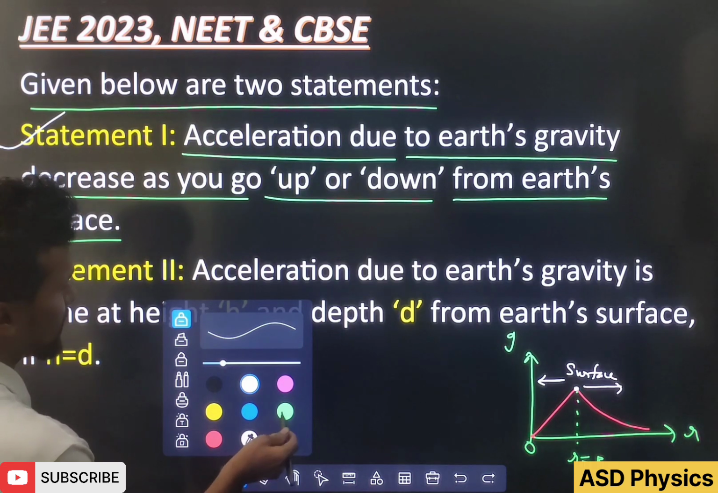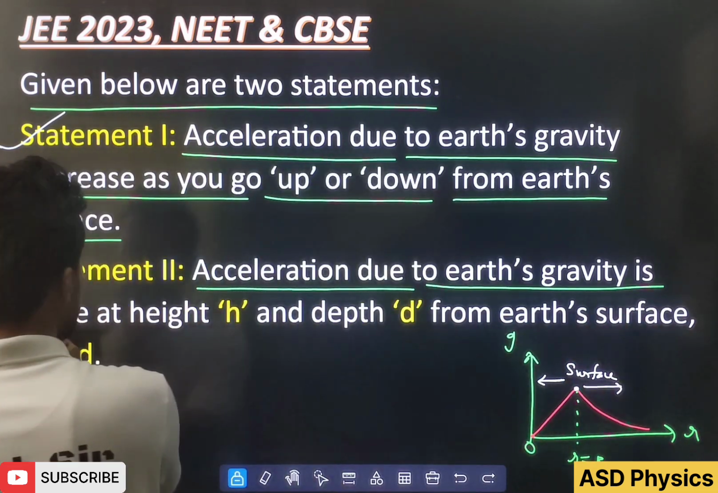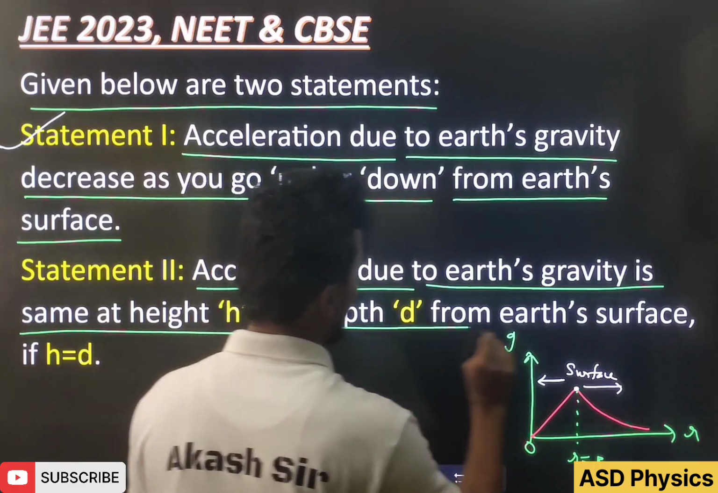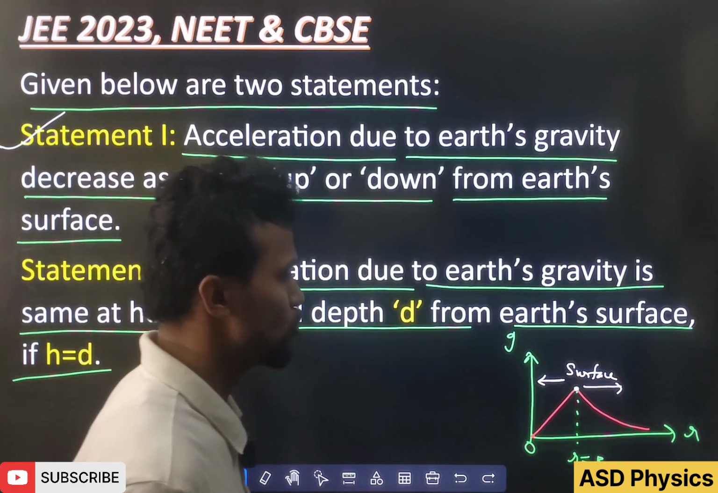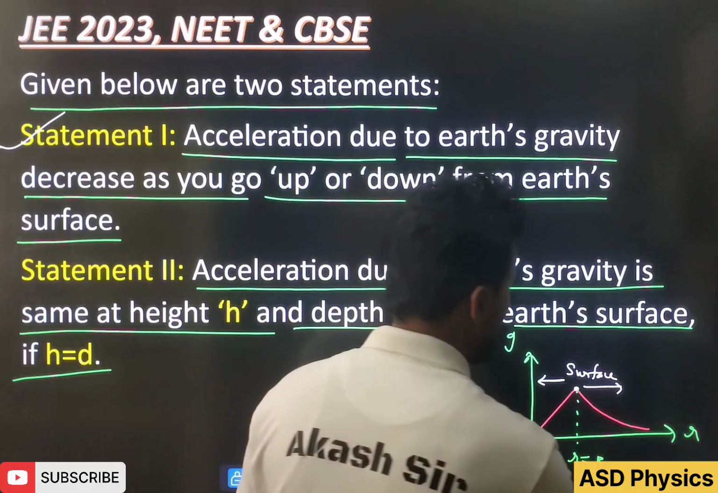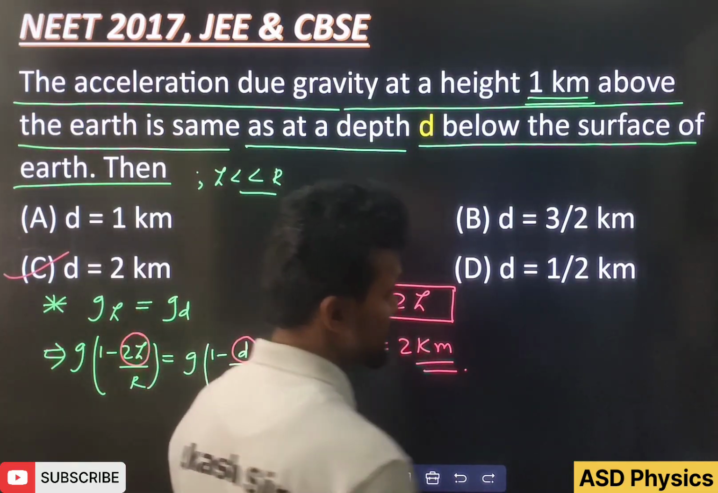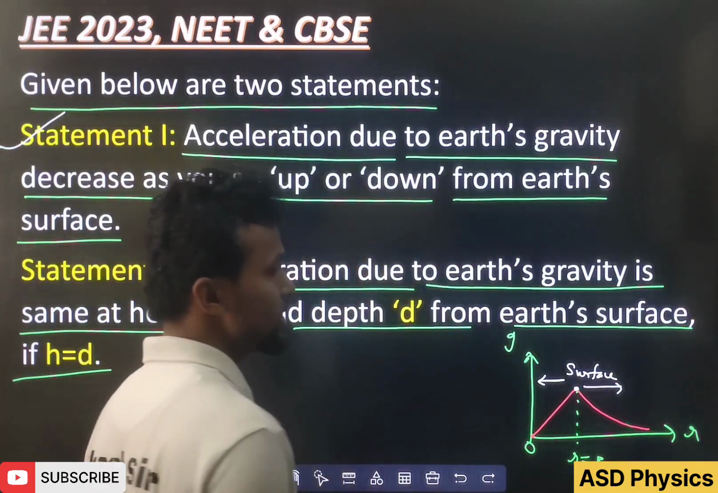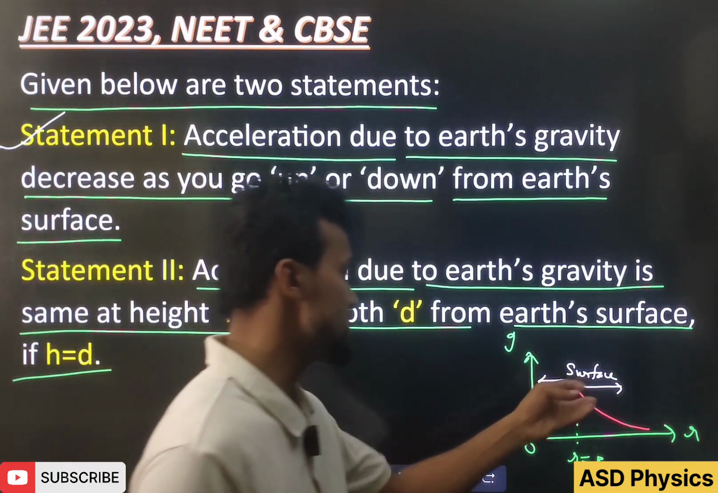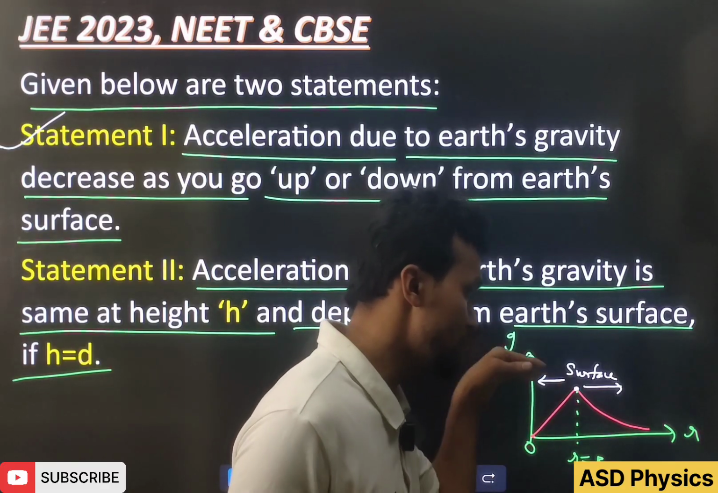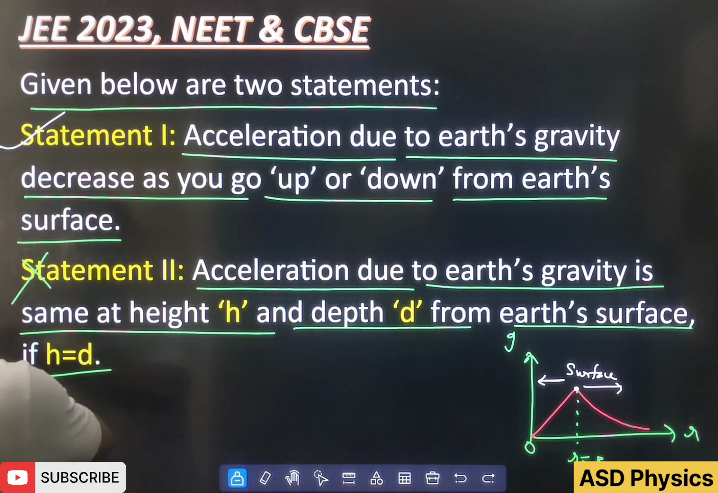Now if we talk about statement 2, let's see. Acceleration due to Earth's gravity is the same at height h and depth d from Earth's surface if h equals d. No, because before also you have seen that d equals 2h, even in the previous question we have seen that. So the gravity is not the same at h equal to d, because here you can see a straight line graph, and here the graph is decreasing, g inversely proportional to r square. That means this statement is wrong.